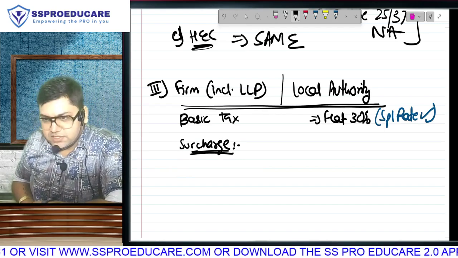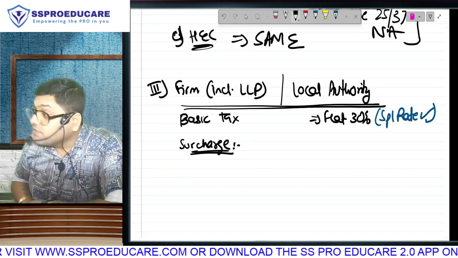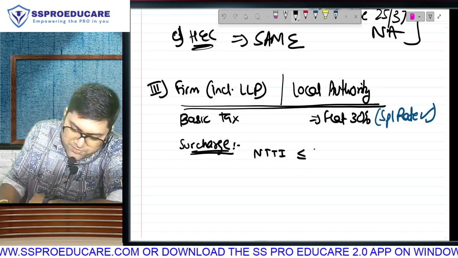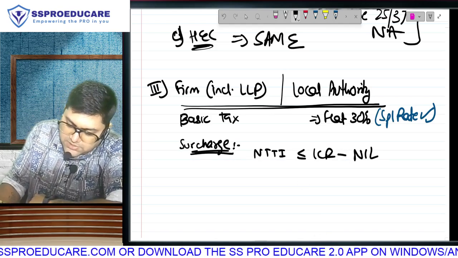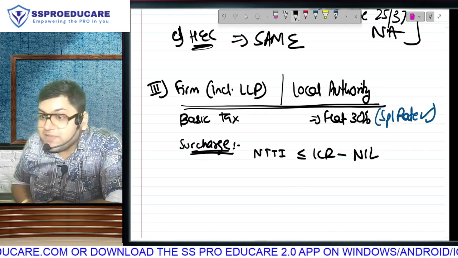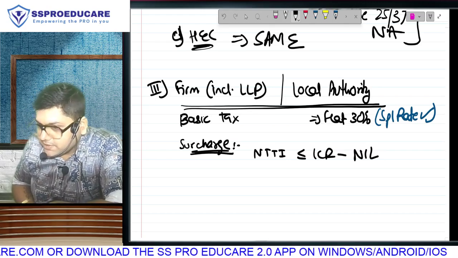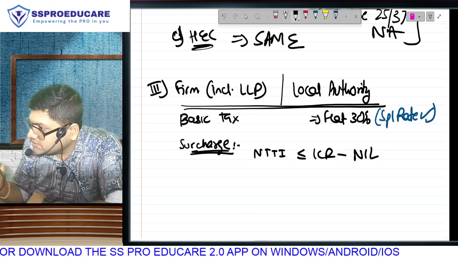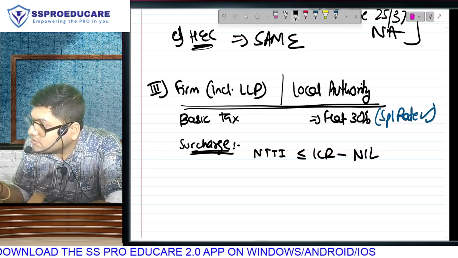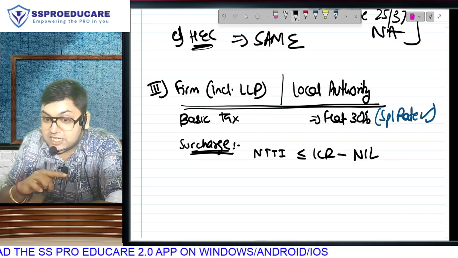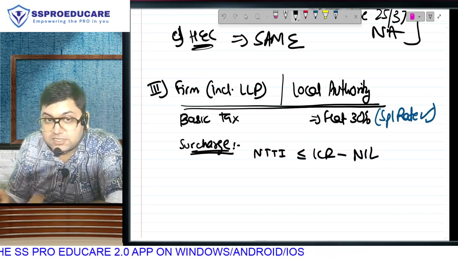For individual, surcharge starts after 50 lakhs. But for partnership firm, if your income is up to rupees 1 crore, there will be no surcharge. Matlab at 80 lakhs, you and me will pay 10%. Firm will not pay anything. At 1 crore, surcharge for individual is 10%. But partnership firm, no surcharge.